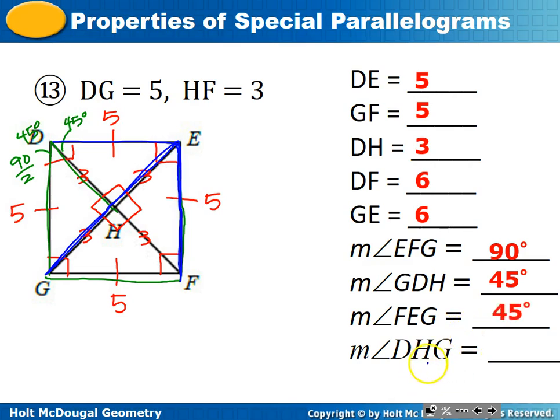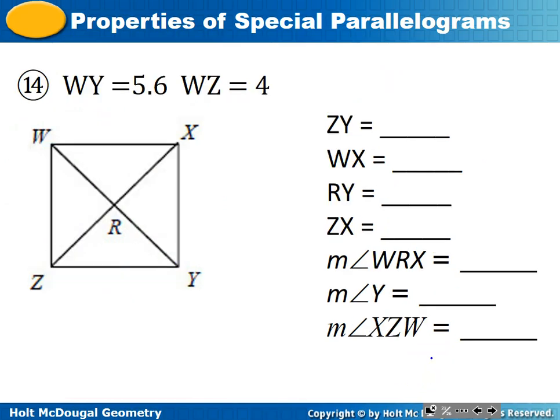And then we got DHG. And remember, all these angles in here are 90 degrees, right? So that's the one we were talking about there. All right, let's look at the next one. Let's see if you guys can do this one by yourself and then come back to me when you're done.